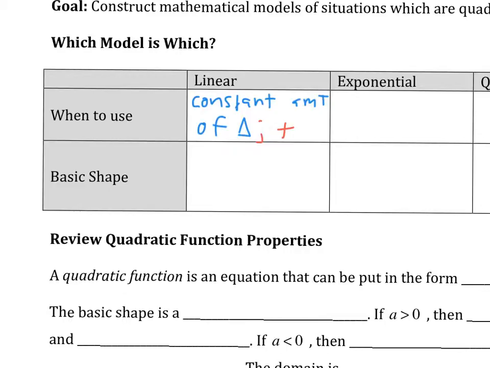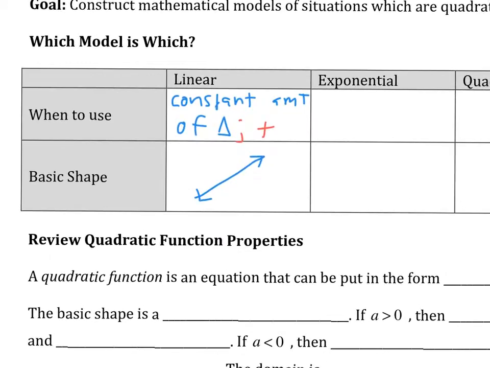And of course, our basic shape for a linear model is going to be a line. Now, the line can go upwards or downwards depending on if you're adding or subtracting. What does that say in the first one?